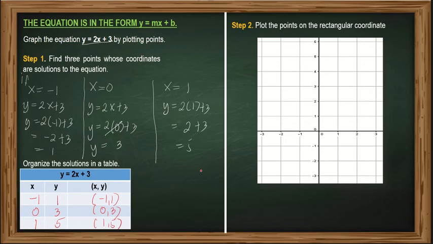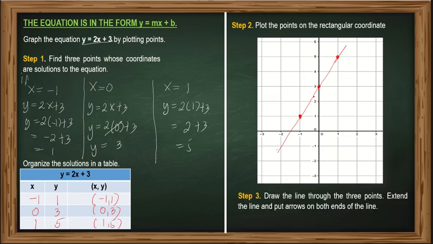Let us now plot the points on the rectangular coordinate plane. The first point has coordinates negative 1, positive 1. Then we have 0 and 3. Then we have 1 and 5. Let us now connect the points. And then for step 3, draw the line through the 3 points and extend the line and put arrows on both ends. Now, why do we need to put arrows on both ends?